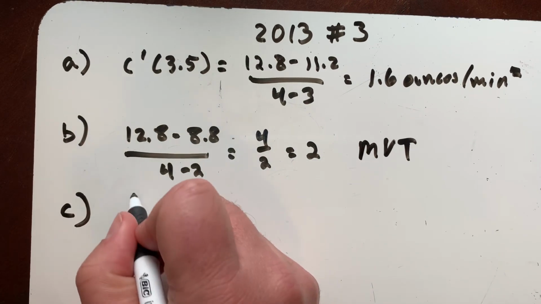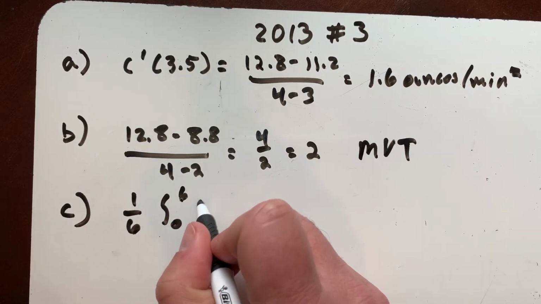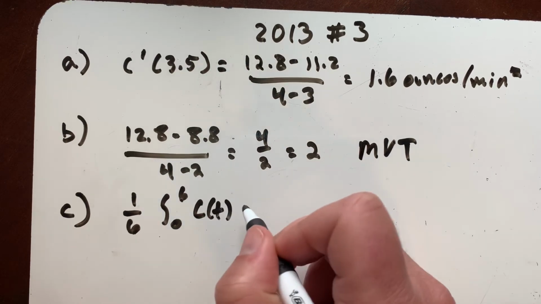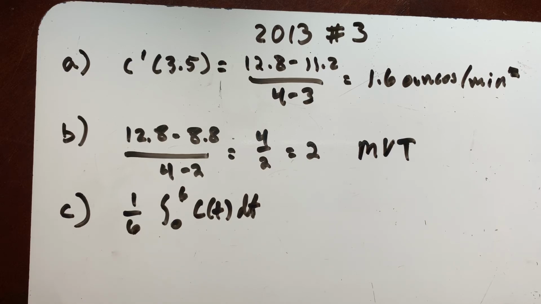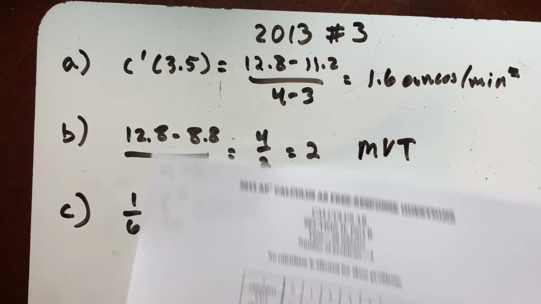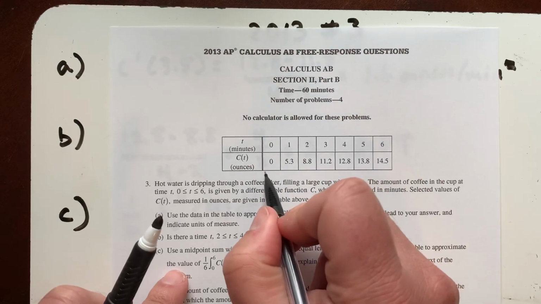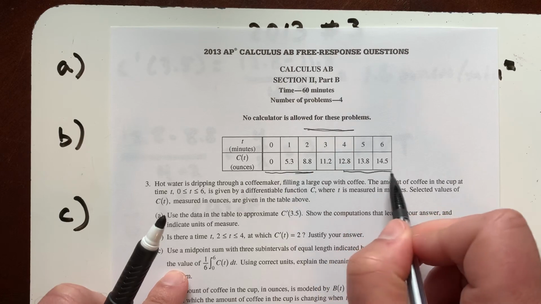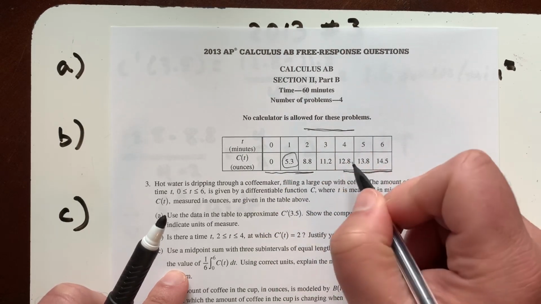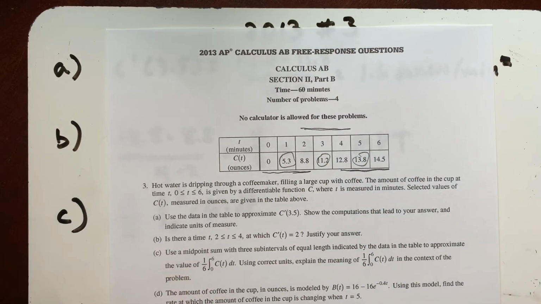Part C. Midpoint sum. All right, so we have 1 over 6, integral from 0 to 6, C of t dt. And we are using midpoint sum. So there's 3 sums. I'm going to use these 3, I'm going to use these 3, I'm going to use these 3. And our midpoints are going to be here, here, and here. Those are the values we're going to use.